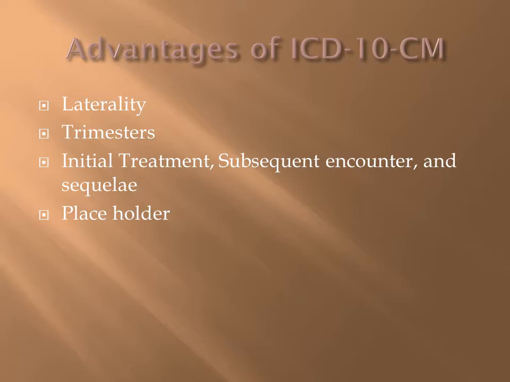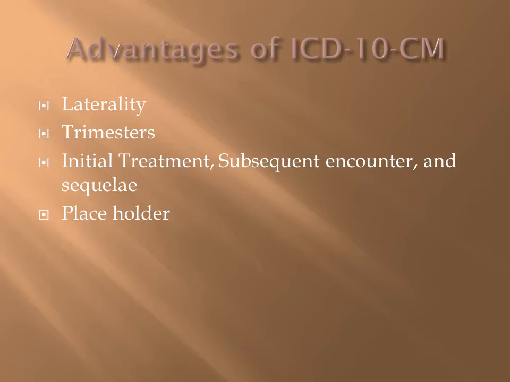Trimesters are also addressed in ICD-10. The first trimester is up to 14 weeks, 0 days. The second trimester is 14 weeks, 0 days to less than 28 weeks, 0 days. The third trimester begins 28 weeks, 0 days through delivery. Undetermined is indicated by a 0 or a 9.